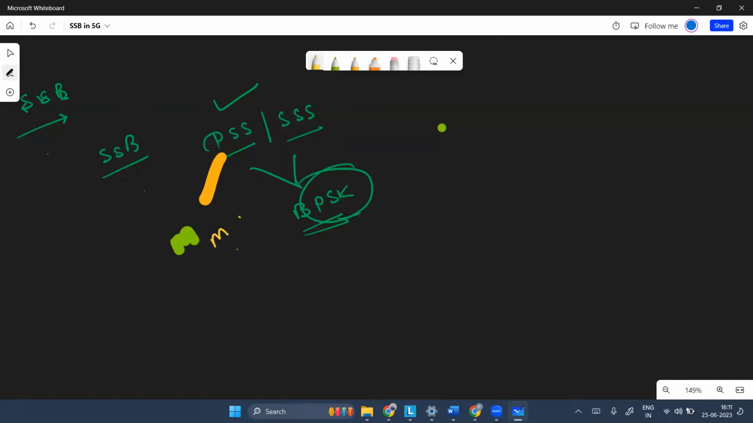So this is your M sequence, right? And SSS is using the gold sequence. So this you can read out more on Google. This is not much, we are not going into much detail for this one. So this is M gold sequence with the generator length of 127.